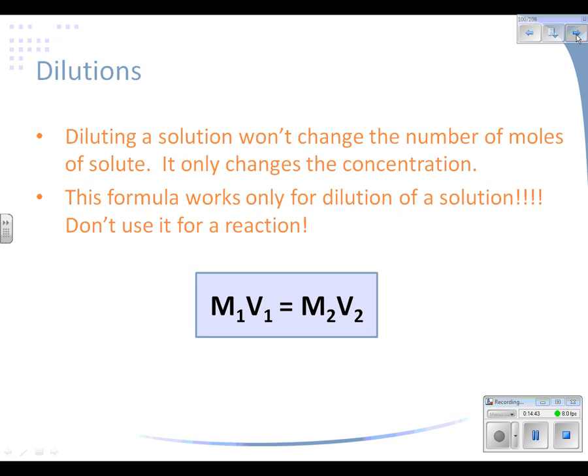All right. Now we can also do dilutions. Diluting a solution won't change the number of moles of solute, it only changes the concentration. This formula works only for dilutions of a solution. Don't use it in reactions. If we're doing a reaction, that's a stoichiometry calculation. But if we've got the molarity of a solution and its original volume, and we need a certain molarity and know how much volume we want, then if we have 3 of these variables, we can find the 4th.